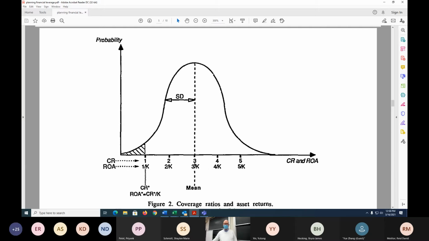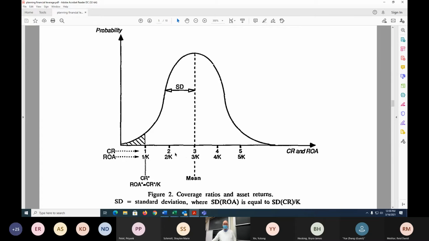This company has an expected coverage ratio right around 3, doesn't it? It expects to cover 3 times. So there's a 50% chance that they'll cover less than 3 times, right? Once you specify a coverage ratio higher than that, such as 4 or 5, then the probability of that coverage ratio being less than that number is over 50%, isn't it? So it's the area under the curve you're working with, right?